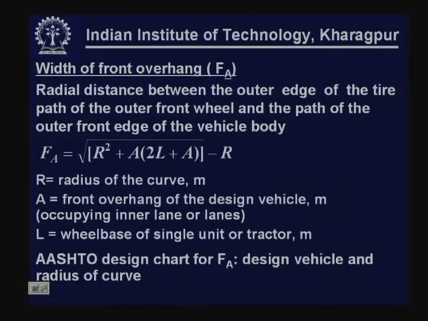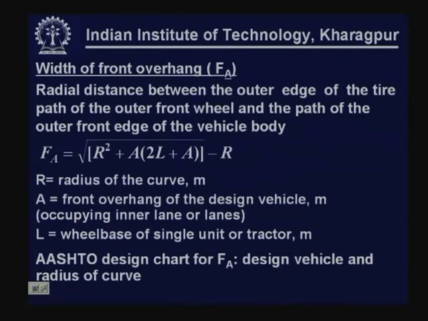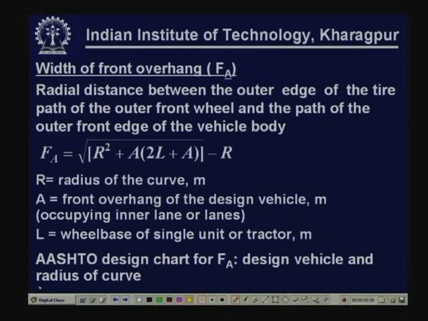Now, width of front overhang. What is width of front overhang? It is basically the radial distance between the outer edge of the tire path of the outer front wheel and the path of the outer front edge of the vehicle body. Let us see it again. It is the radial distance between the outer edge of the tire path of the outer front wheel and the path of the outer front edge of the vehicle body.